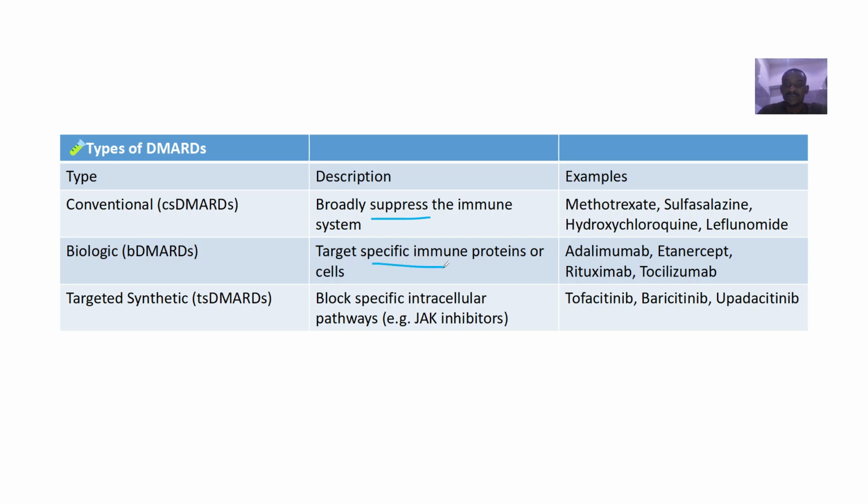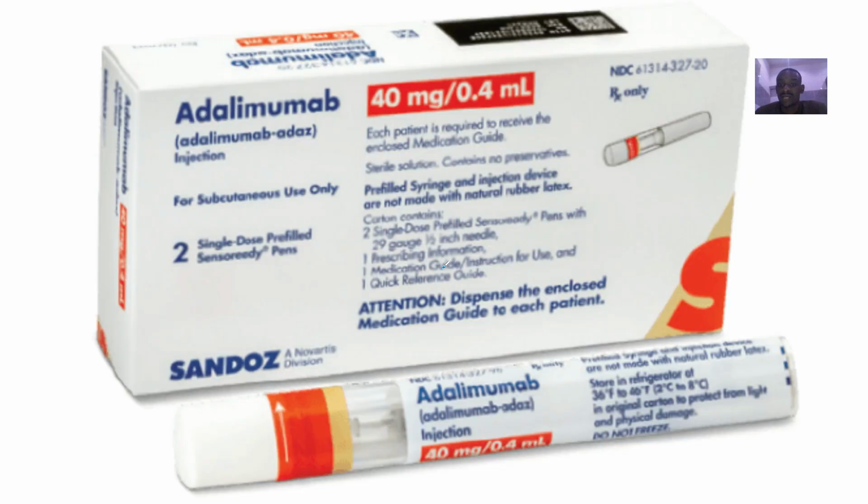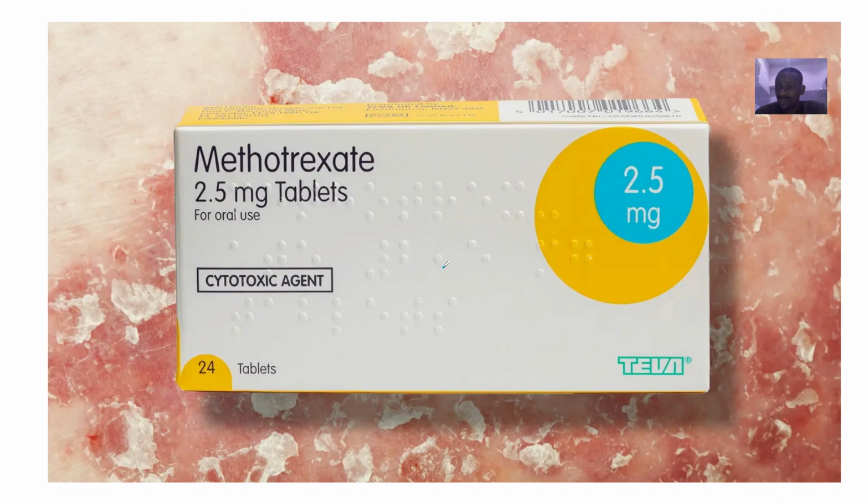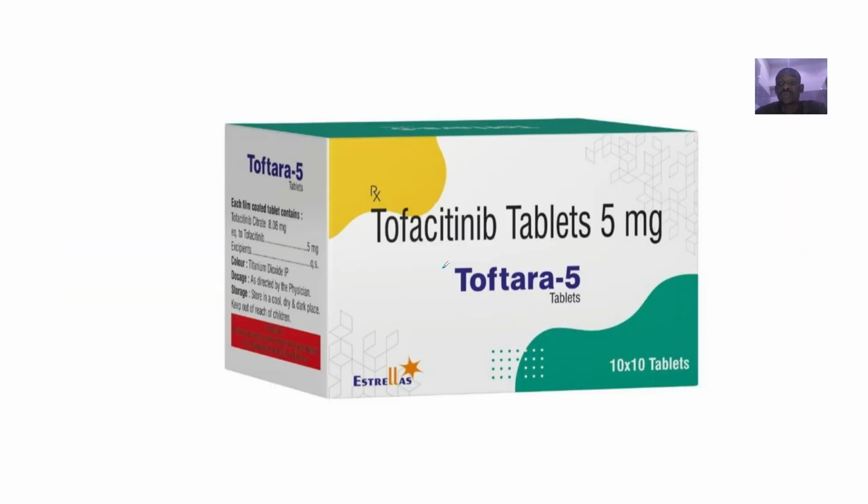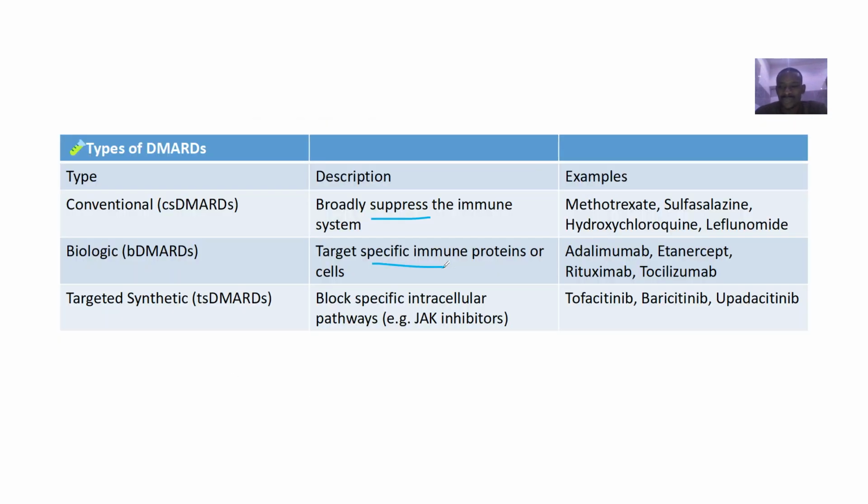Then you have the biological ones. Those target what? Specific immune proteins and cells, like what? Adalimumab, Etanercept, Rituximab. Then the targeted synthetic DMARDs, tsDMARDs, that target various pathways, like what? Tofacitinib. This is what? Adalimumab. This is what? Methotrexate. This is what? Tofacitinib. I just brought 1 or 2 pictures, right? I told you guys I will talk about them fully. I have Baricitinib, I have Upadacitinib.